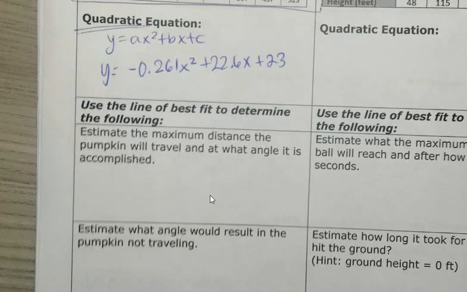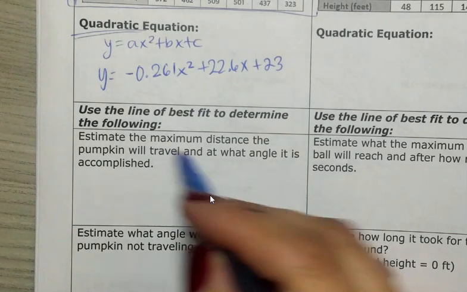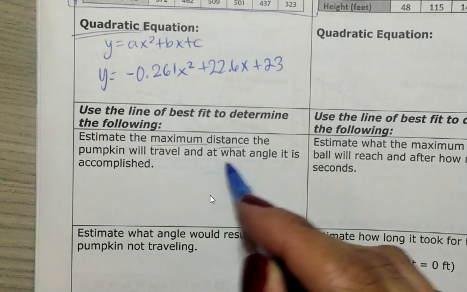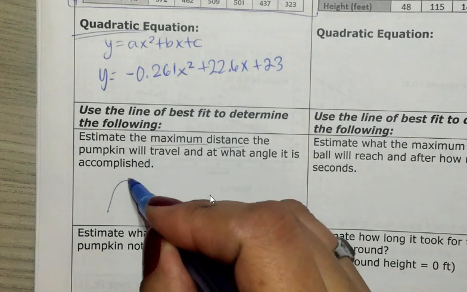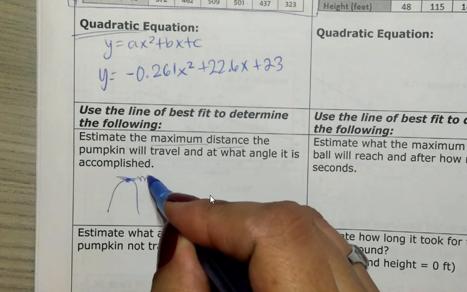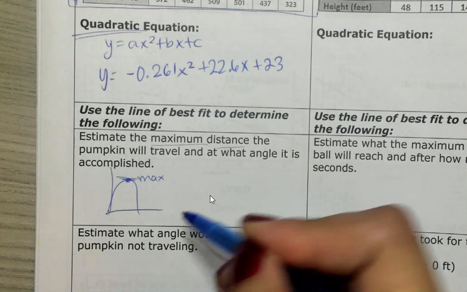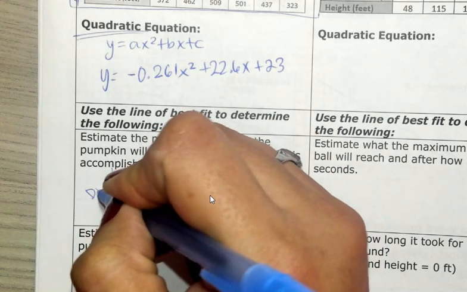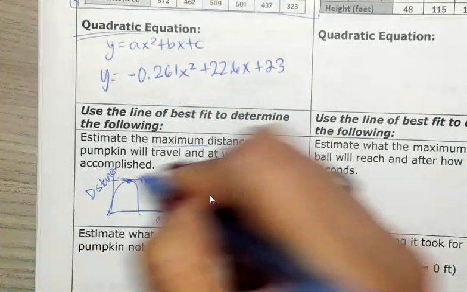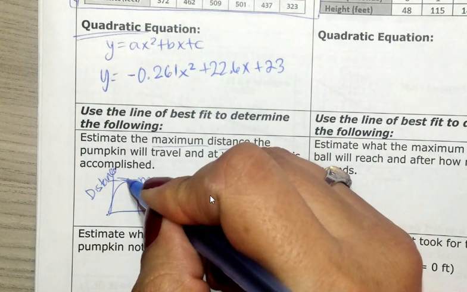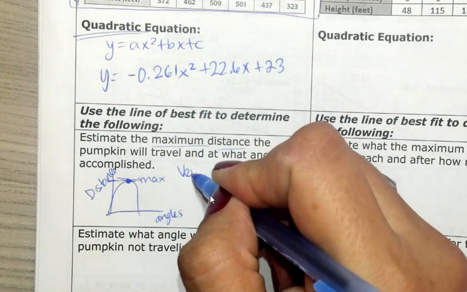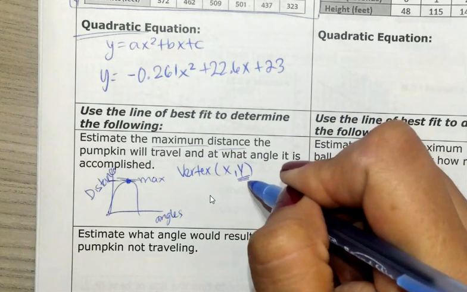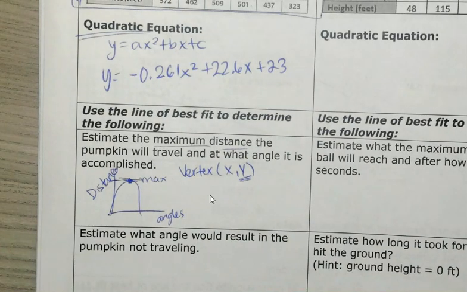And now it's time to use the line of best fit to determine the following. We're going to estimate the maximum distance that the pumpkin will travel. That means that if you sketch it, there will be a maximum distance, because we know the X is the angles and Y is the distance. So they're looking for the highest Y value. So find the vertex, and then the Y value is the answer for this.